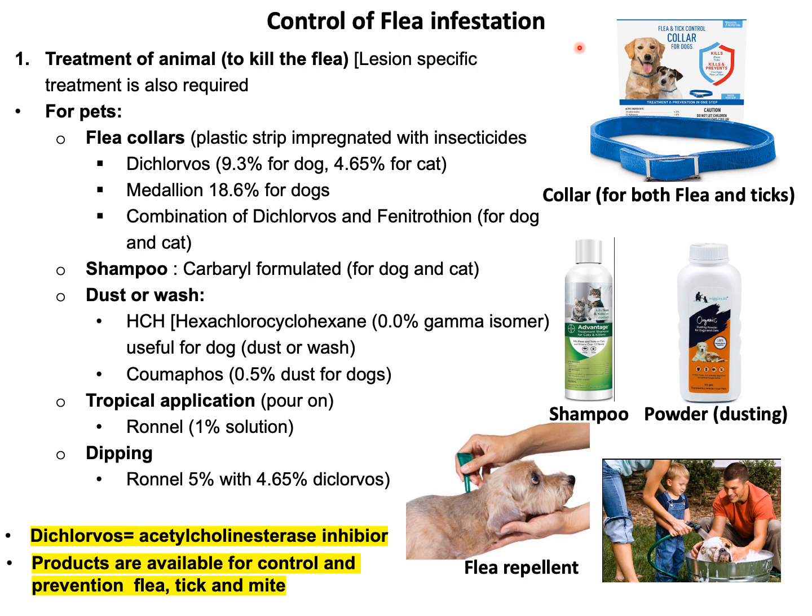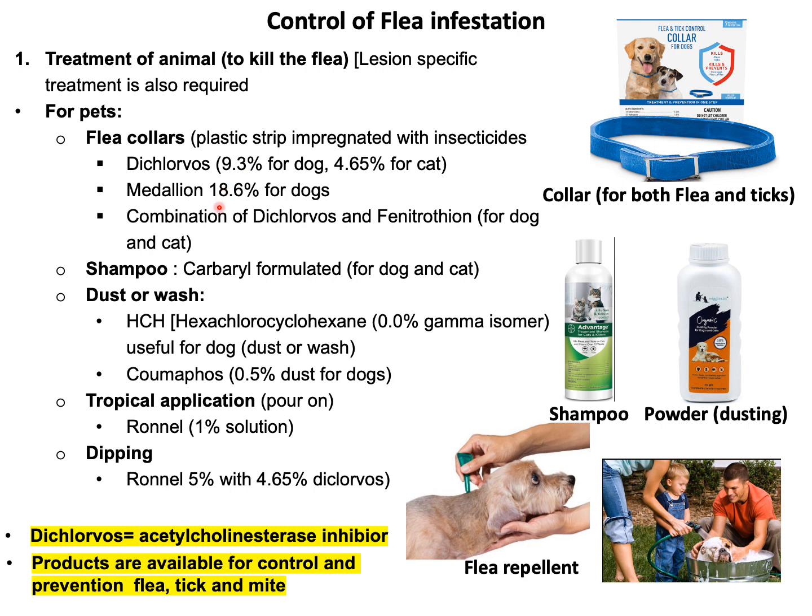Control of flea infestation. Okay, so the control of flea infestation includes treatment of the animal to kill the flea, elimination of different developmental stages from the environment, and prevention of reinfection. So for the treatment of the animal, that is to kill the flea, different insecticides can be used. The first one, a very popular one, is flea collars. This is actually a plastic strip impregnated with different insecticides.